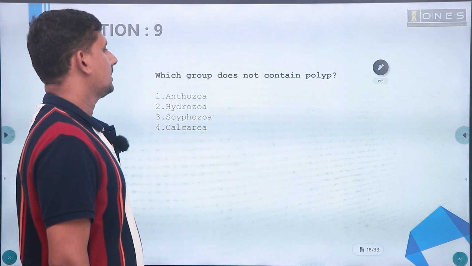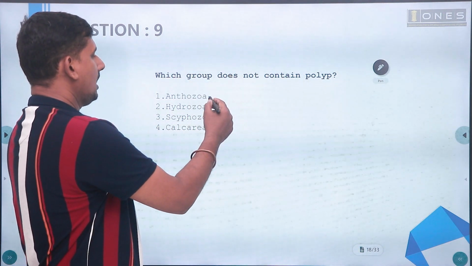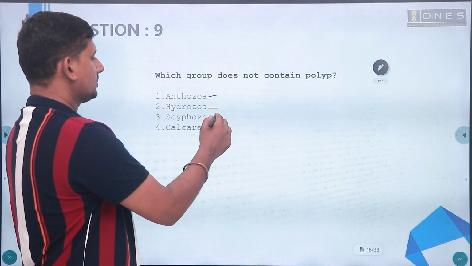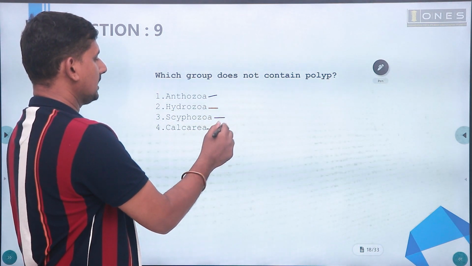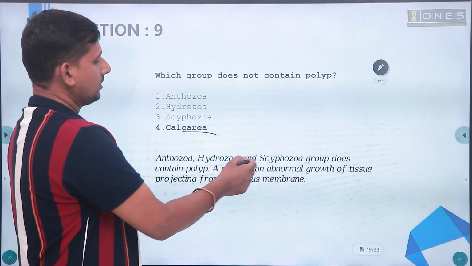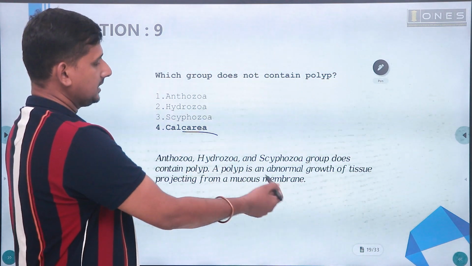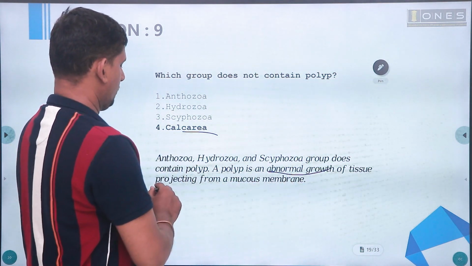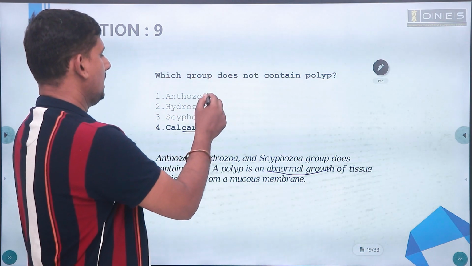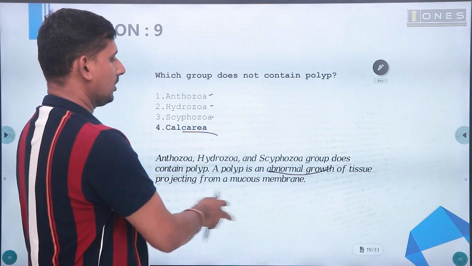Now which group does not contain polyp? Options are Anthozoa, Hydrozoa, Scyphozoa, Calcarea. So the right answer is Calcarea. So Anthozoa, Hydrozoa and Scyphozoa groups do contain polyp. A polyp is an abnormal growth of tissue projecting from mucous membrane. So Anthozoa, Hydrozoa and Scyphozoa have polyp, and Calcarea has no polyp.